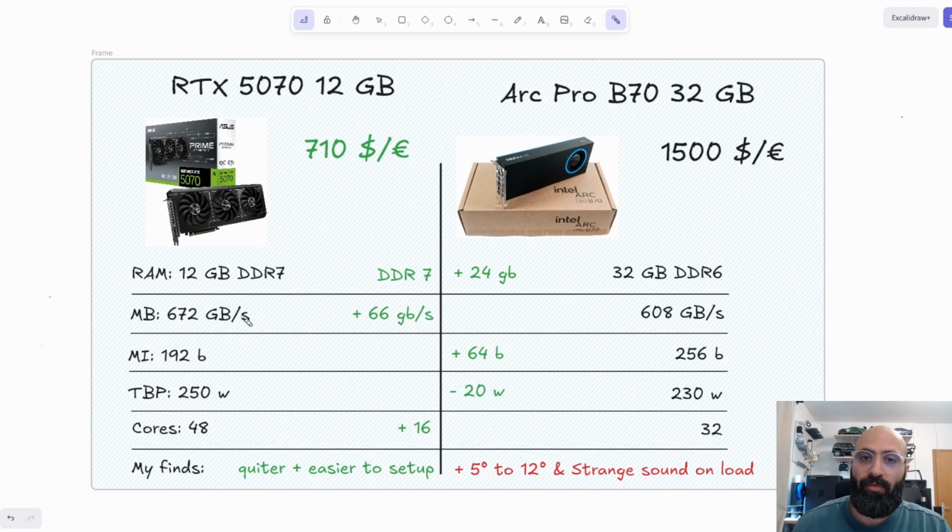The memory bandwidth for the RTX is 672GB per second, while the Intel is only 600.8 GB per second. The memory interface for the RTX is 192-bit, while the Intel is 256-bit. The power is almost the same, 250 watts for the RTX and 230 for the Arc Pro B70. The cores are 48 for the RTX, while it's only 32 for the B70.